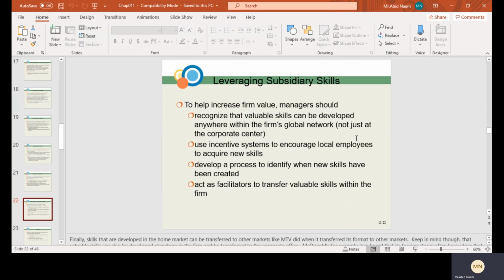Subsidiary skills we can leverage as well to help increase firm value. Managers should recognize that valuable skills can be developed anywhere in the world, anywhere within the firm's global network, not just at its corporate center or headquarters. So use incentive systems to encourage local employees to acquire new skill sets. Develop a process to identify when new skills have been created, or act as facilitators to transfer valuable skills within the firm. So you have to ensure that there is an incentive system for the employees, which should encourage your workforce across the globe to learn new skills, techniques, and processes which can translate into competitive advantage for your firm.